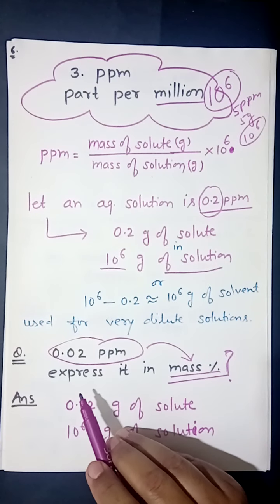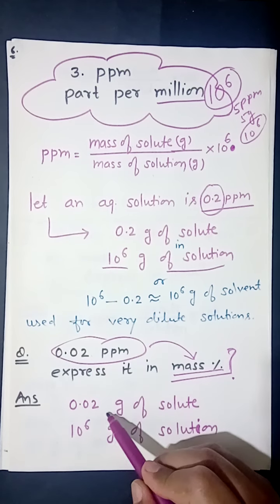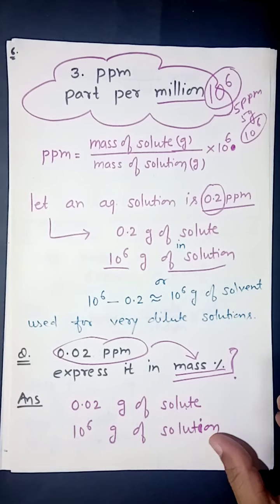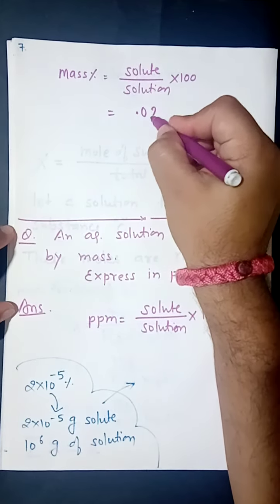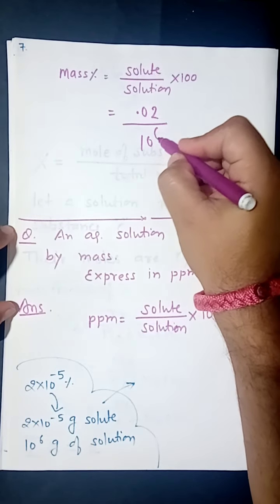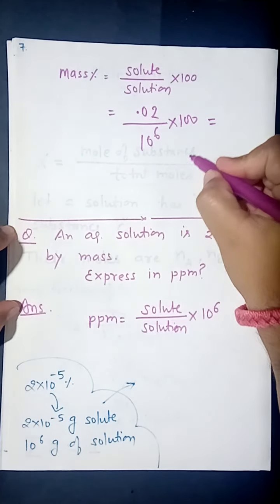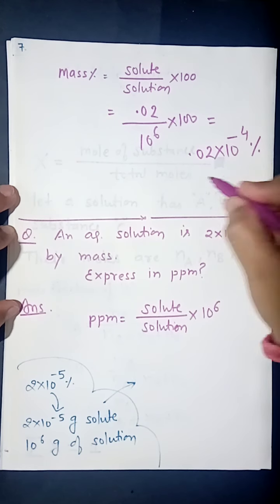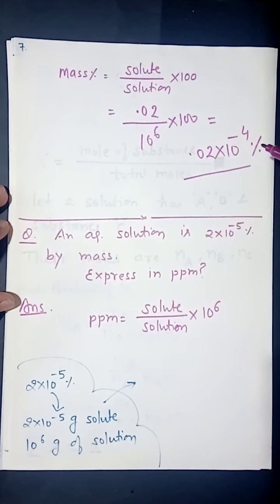Now here the question is 0.02 ppm. We know 0.02 ppm means the same amount of solute present in 10 raised to power 6 gram of solution. So mass of solute as per question is 0.02, mass of solution is 10 raised to power 6, and the mass percent formula has 100. Solving, it is 0.02 into 10 raised to power minus 4%. As I said earlier, it is used for very dilute solution.